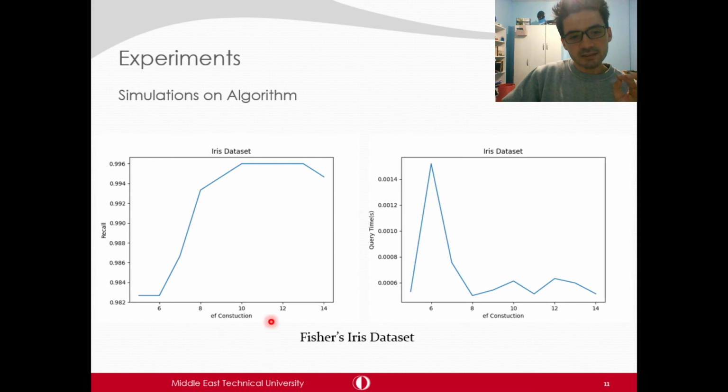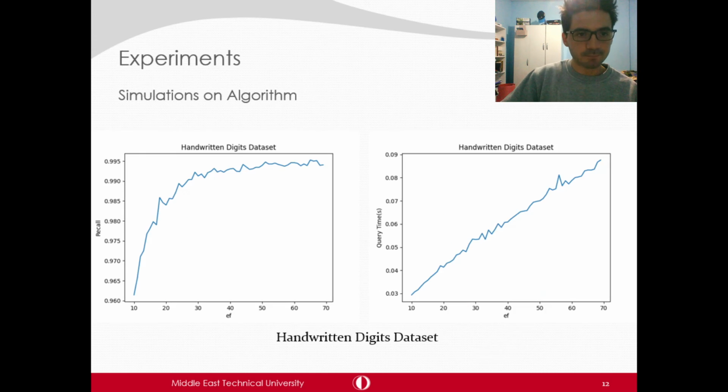Here EF construction is tested in the iris dataset. As I said, a higher EF construction gives you a better graph structure, so your recall increases because of the better graph, and EF construction does not have a direct effect on query time in this case.